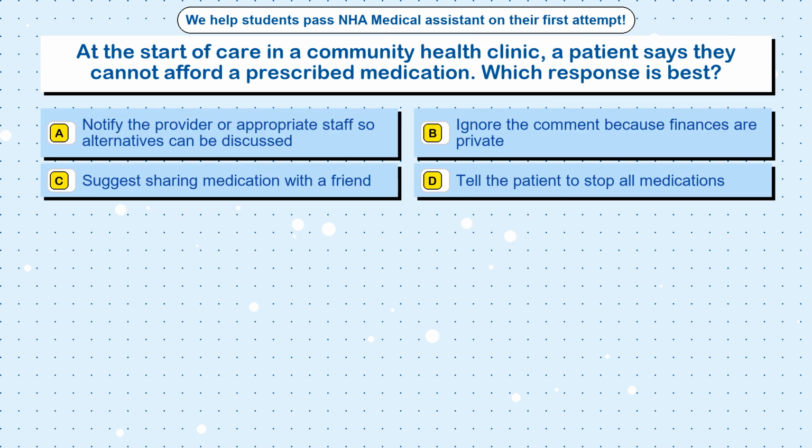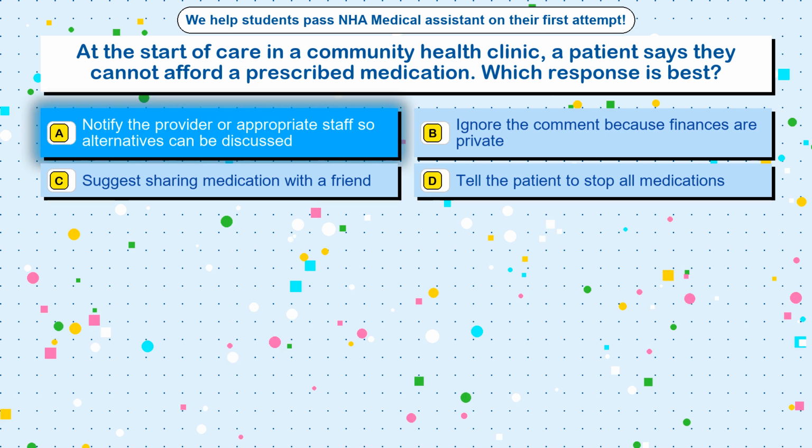Question 54. At the start of care in a community health clinic, a patient says they cannot afford a prescribed medication. Which response is best? Option A, notify the provider or appropriate staff so alternatives can be discussed. Option B, ignore the comment because finances are private. Option C, suggest sharing medication with a friend. Option D, tell the patient to stop all medications.